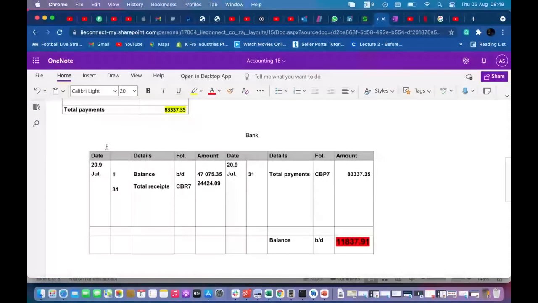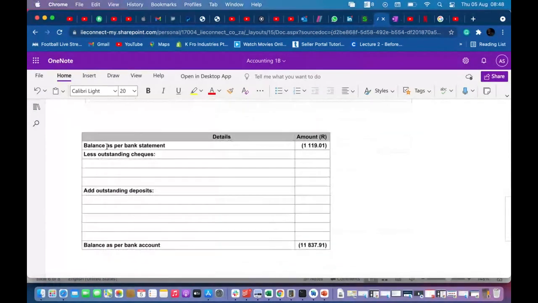Okay, cool. So there we go. Just in the interest of time, because I want us to do the next question, we've already listed the stuff that needs to go into the bank recon. This is July's bank reconciliation. Can you see what we've done here?